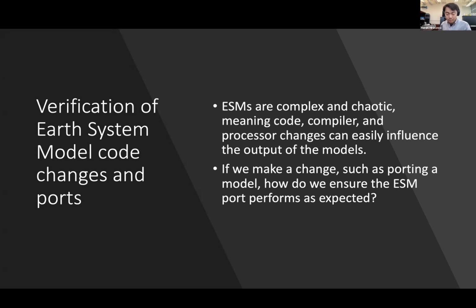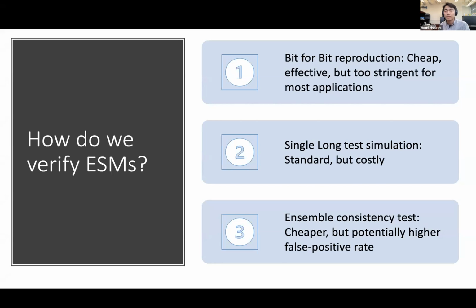So relatively small changes to the code, compiler, processor can easily influence the output of the model. And so what we want to ask is, if we make a change, such as porting a model to a new machine, how do we ensure that the ESM port is performing as we expect in terms of the climate, for example? So here I'm showing three examples of methods for verifying ESMs. There's obviously more than this, but I think these are three pretty standard ones.